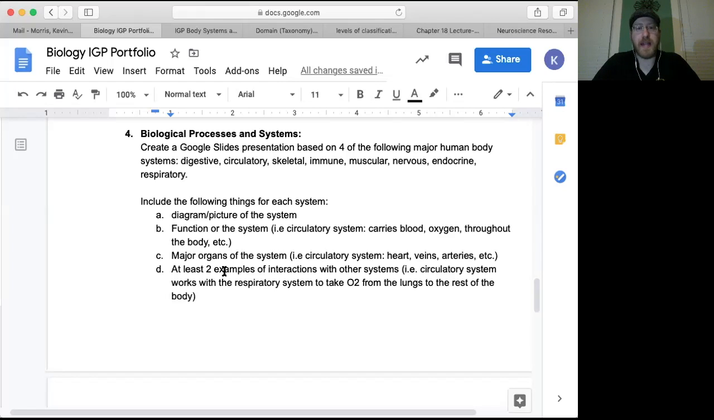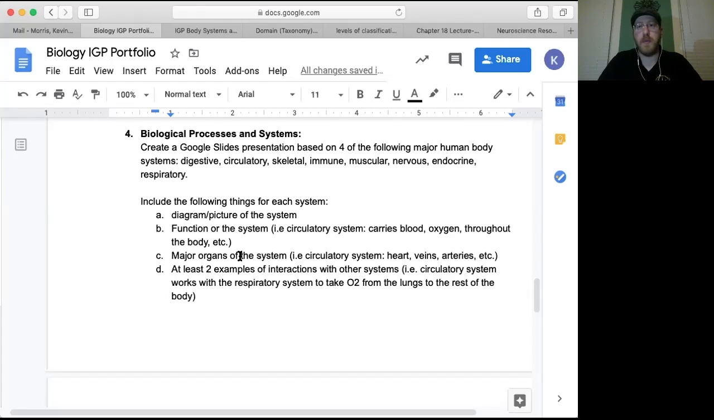Then you need to include at least 2 examples of interactions with other systems, such as the circulatory system works with the respiratory system to take oxygen from the lungs to the rest of the body. The circulatory system also works with the immune system, because the white blood cells, and it actually carries a lot of the antibodies around the body in order to fight off infections or diseases. So how does each one interact with at least 2 other systems, and what do they do when they interact?